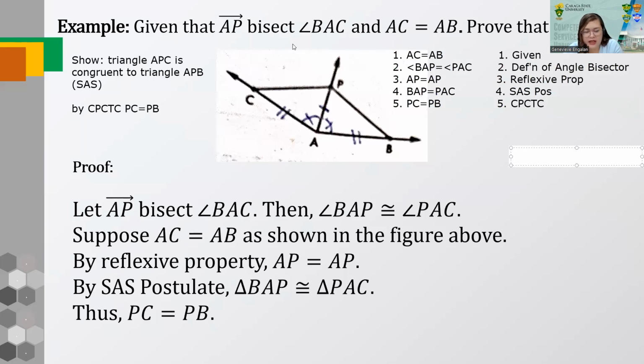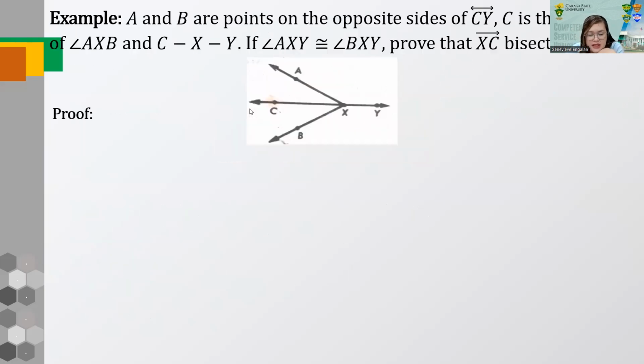Okay. We have A and B are points on the opposite sides of the line CY, and C is in the interior of angle AXB. So you have CXY. If angle AXY is congruent to angle BXY, prove that ray XC bisects angle AXB. So what will we do? We will make a two-column proof.